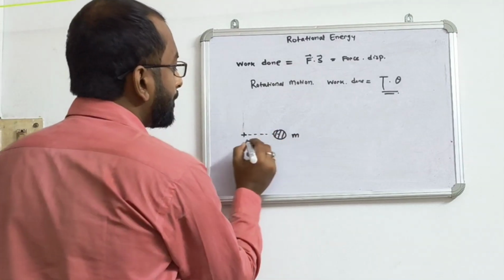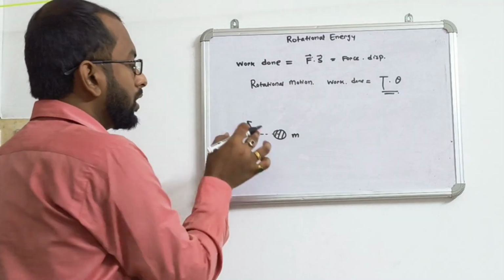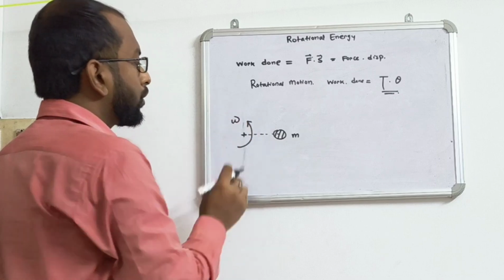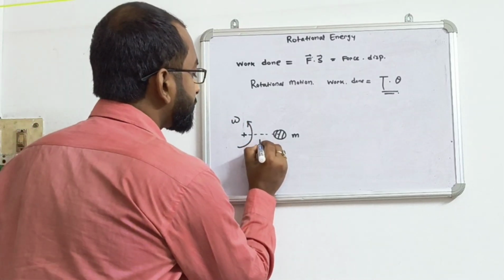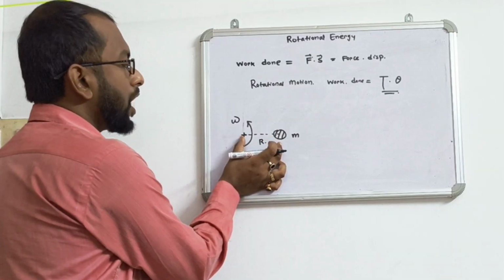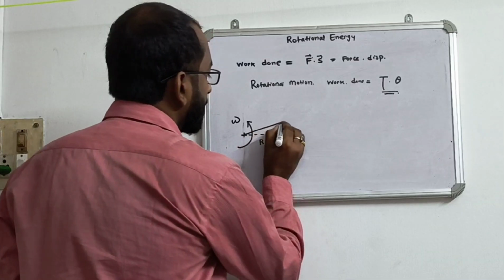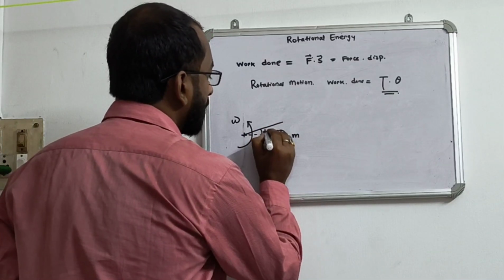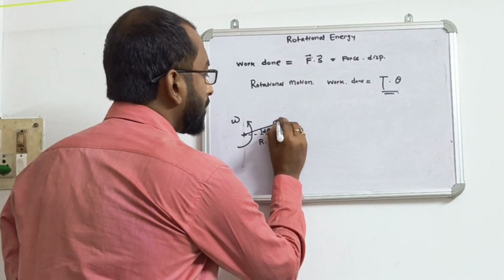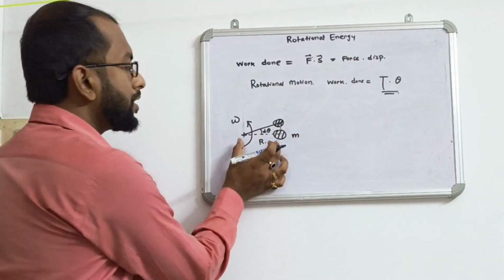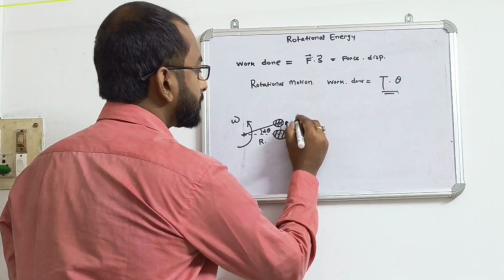Now let's say there is a mass m here and it is rotating with respect to the axis in anti-clockwise direction with angular velocity of omega. Its distance from the axis of rotation is r. Now say at an instant it is rotated by a very small angle d theta. Now what is going to be the displacement for this mass? R into d theta, that is going to be the displacement for this mass.